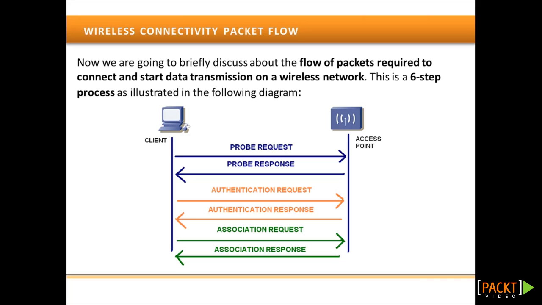In response to the probe request from the client, the access point within the specific RF range answers back with a probe response packet. This packet contains additional information like the security authentication method expected by the AP.